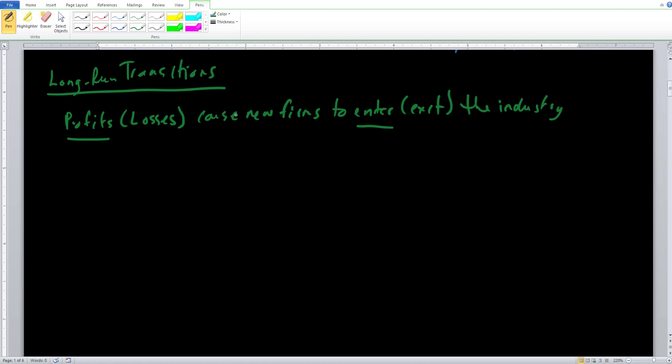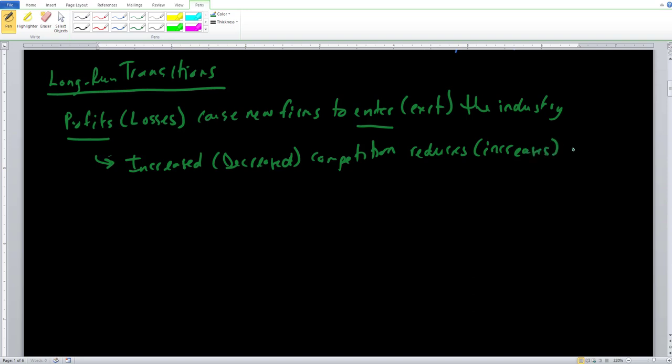That's something that is apparent. However, as more firms enter the industry, there's going to be increased competition. Increased, opposite case is decreased, competition reduces demand. Reduces, increases demand. So here, as more and more firms enter the industry, there's going to be more competition for this particular firm, and that's going to reduce their demand. So more competition reduces demand for this particular firm or company for the product that they're selling.